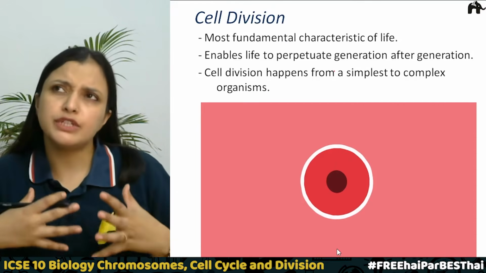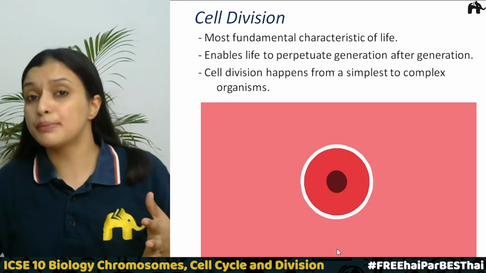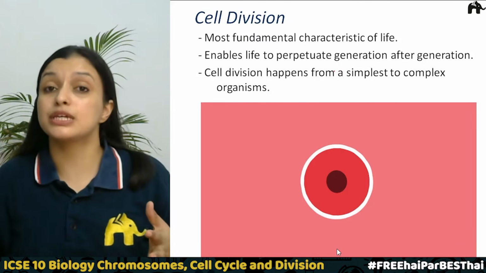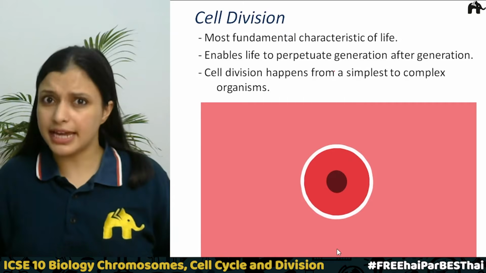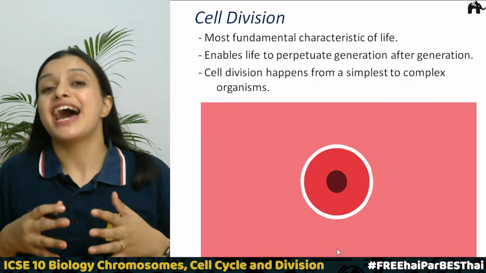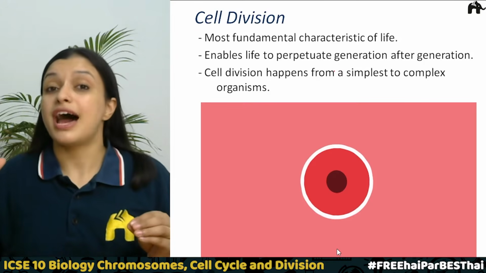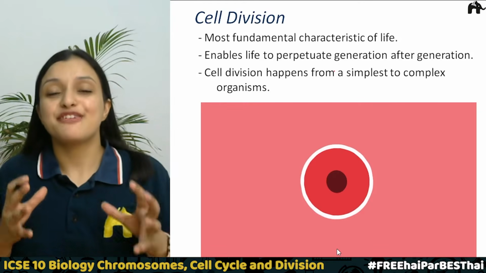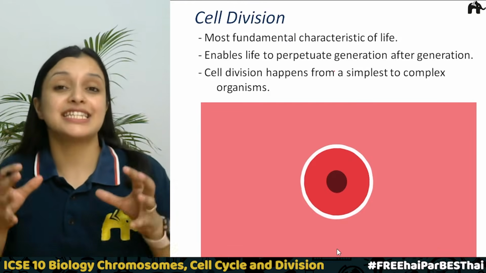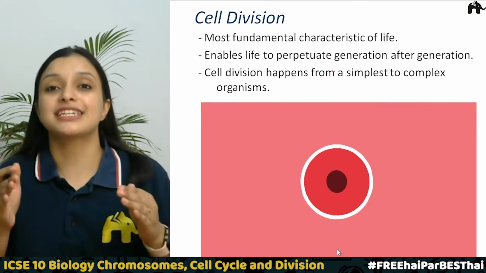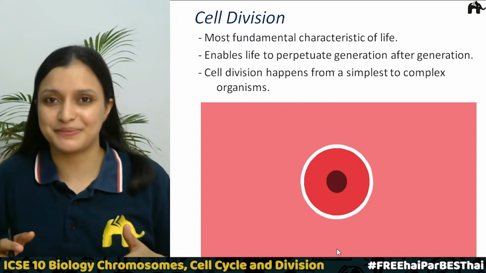And even if we talk about the simplest cell, say amoeba, to the complex animals, say humans, say a big giant elephant, say a tiger, say a blue whale, and from the simple small plant to a tall and complex plant, every living organism is made up of cells, and cell division is the fundamental characteristic of life in all these organisms.